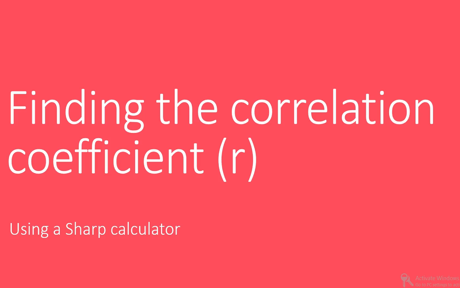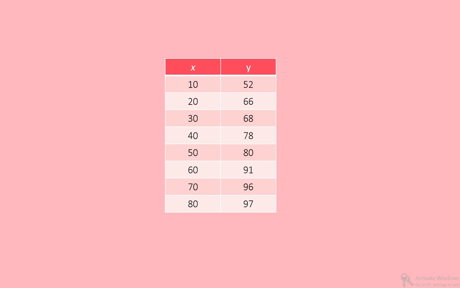Hello everybody. Today we're finding the correlation coefficient of a data set using a Sharp calculator. If we are presented with a data set like this, the first thing we need to do is to identify the independent and the dependent variable. In this case, the X column is the independent variable and the Y column is the dependent variable. We'll be entering these as pairs into our calculator.